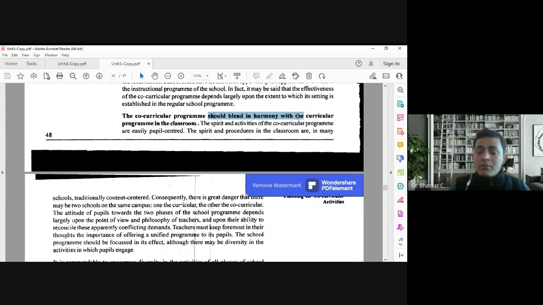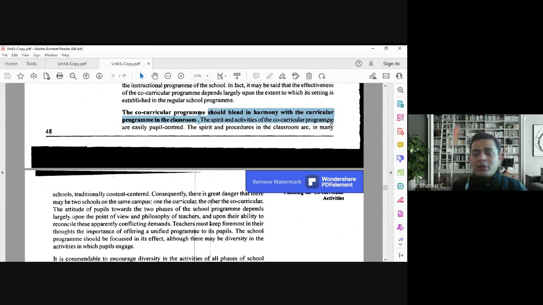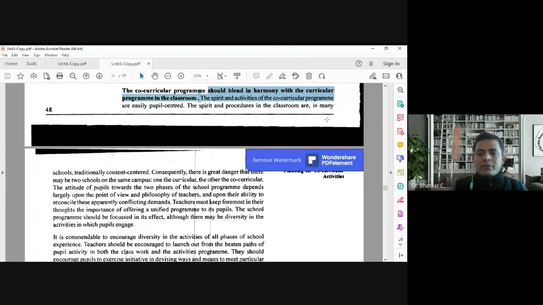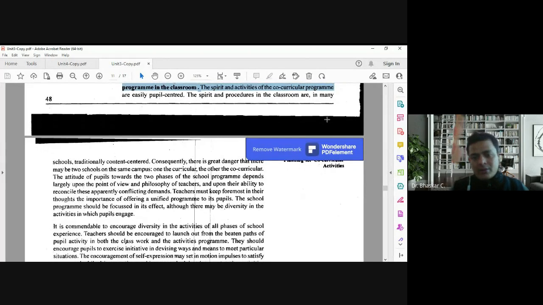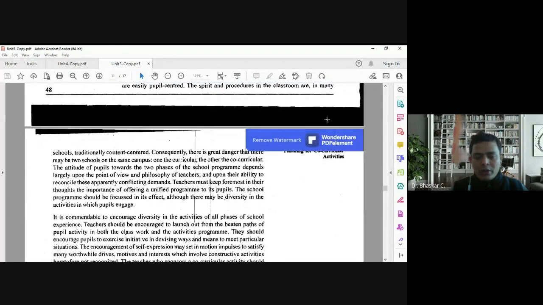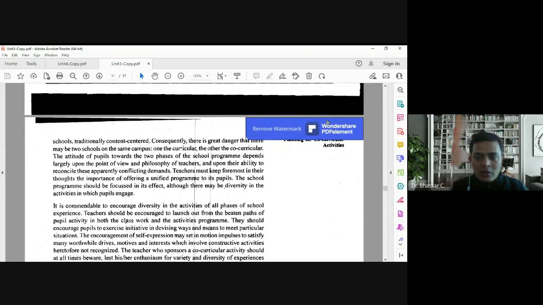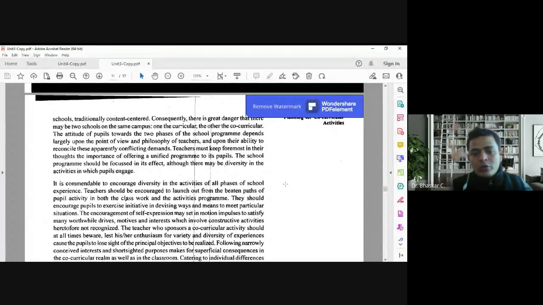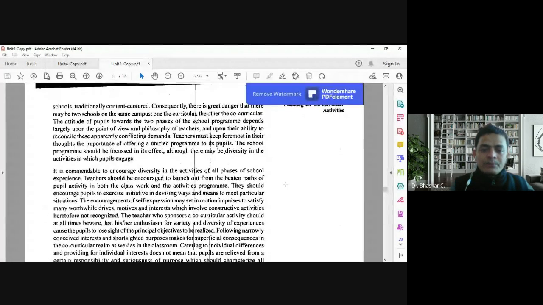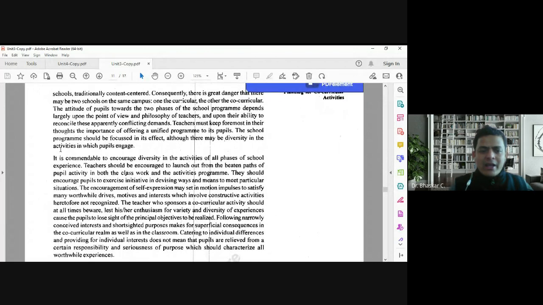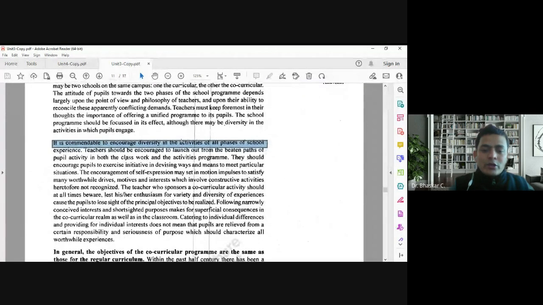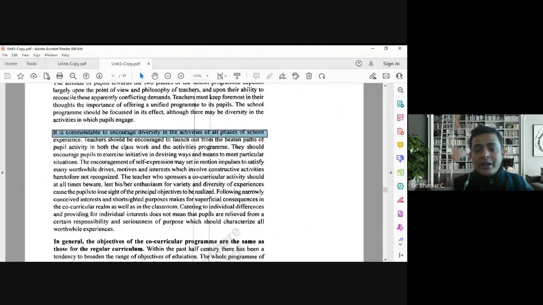Second important point is that the co-curricular programs should be mixed up. They should be created in harmony with the curricular program in the school. This I have told you in the very beginning, that curricular and co-curricular programs are not to be seen from different lenses or different viewpoints. They are actually interrelated and interdependent. So curricular is important as well as co-curricular is important, or vice versa, co-curricular is important and similarly curricular is also important.